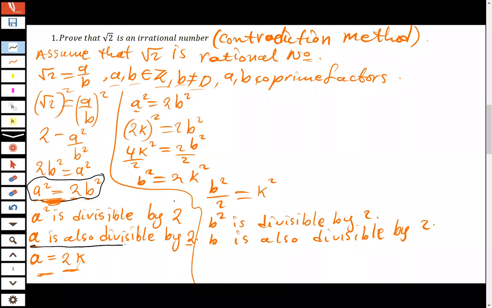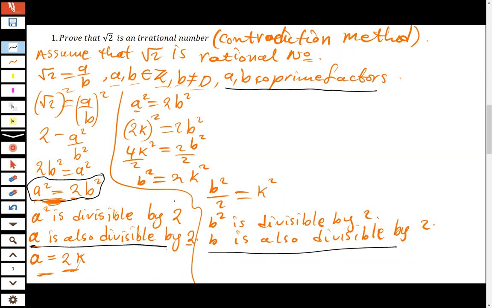Now, when you look at these two statements, don't they contradict this statement here? Because we said a and b are supposed to be co-prime factors. If a and b are co-prime, there shouldn't be any number that goes into both a and b. But according to what we've discovered, 2 can go into a and 2 can go into a squared.